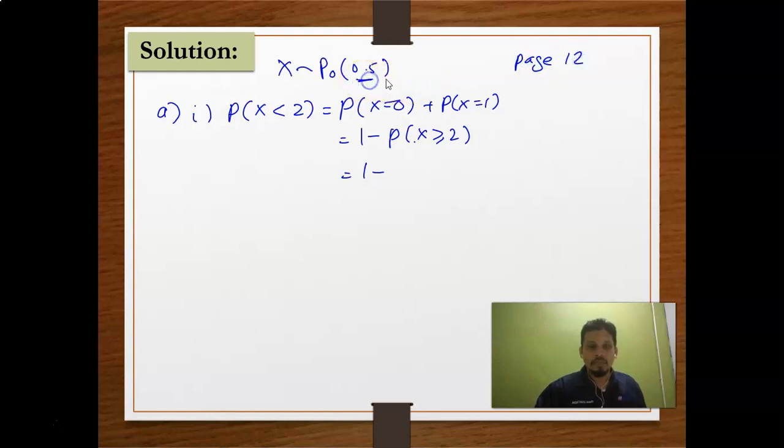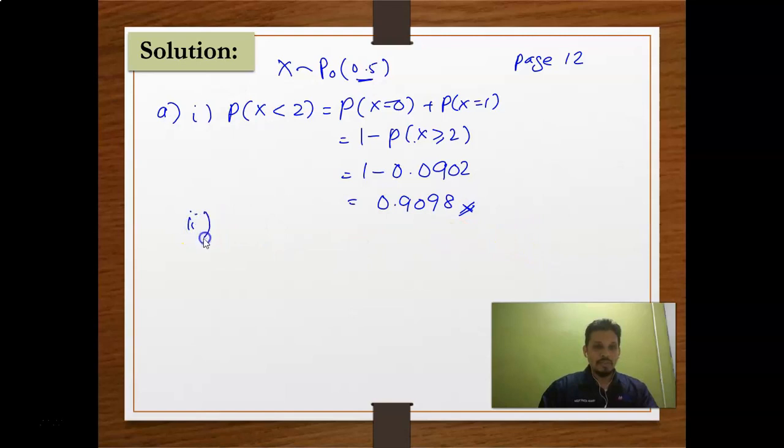Page 12, where lambda is 0.5 and r equal to 2. When we intersect 2 and 0.5, it gives you 0.0902. So for this one, 1 minus 0.0902 equals 0.9098.